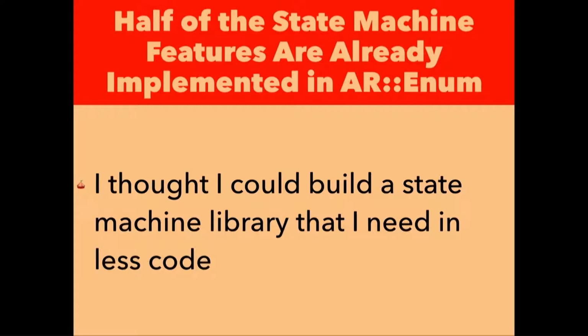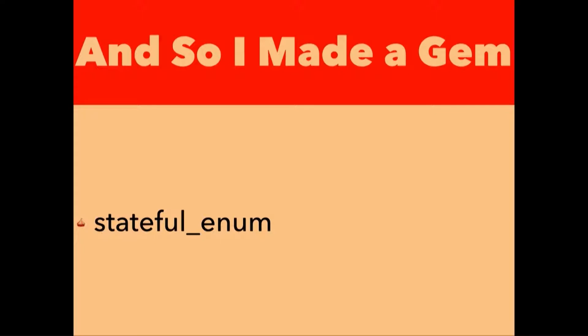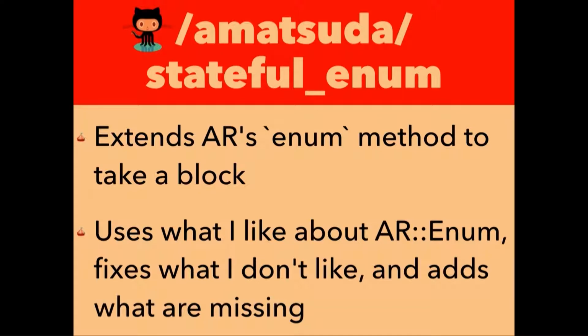That means half of the state machine features are already implemented in Active Record. So I thought I could build a state machine library that I need in less code. So I tried my idea. I made a gem called stateful enum, which is placed here on GitHub. This extends Active Record's enum method to take a block, and this uses what I like about Active Record enum and rewrites something that I don't like about it.